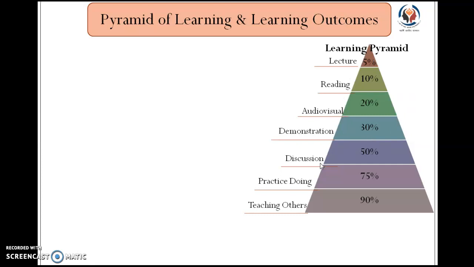If we go with the active learning methods, then with discussion, the learning achievement and retention is 50%, while with practice by doing, meaning practicals, the learning retention is 75%. And when students read and teach others, the retention is 90%. So we can say that with the active learning methodology, the retention is much higher compared to the passive teaching methodology.